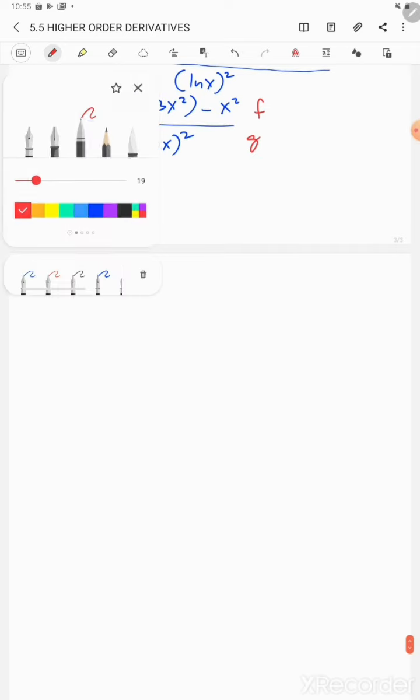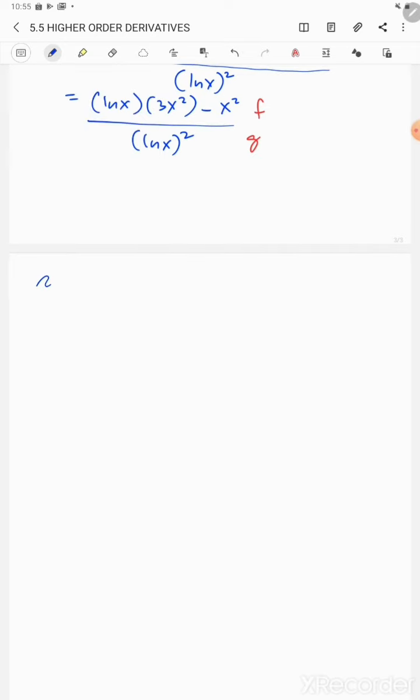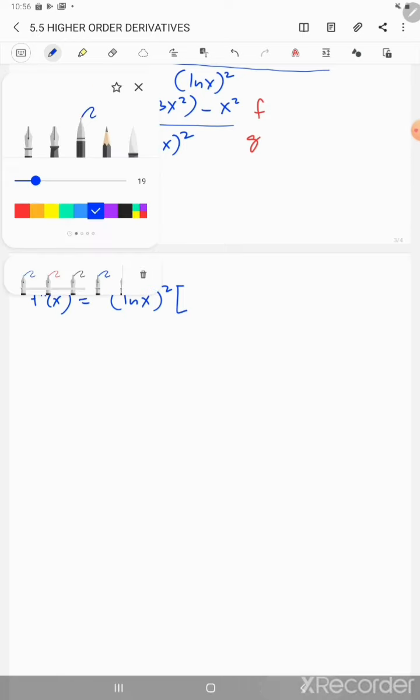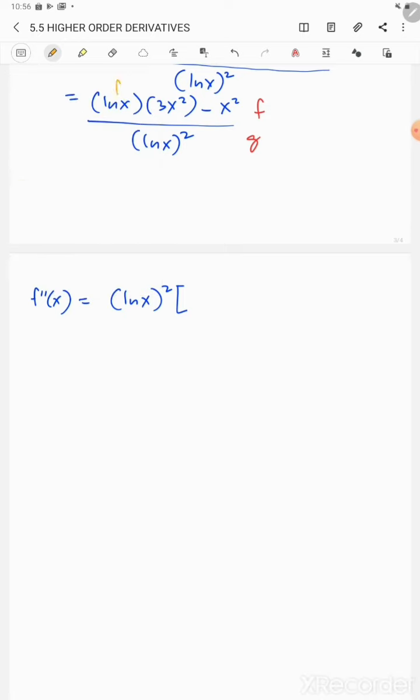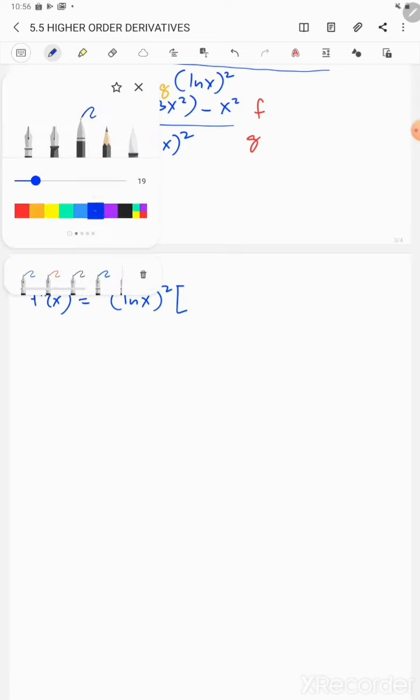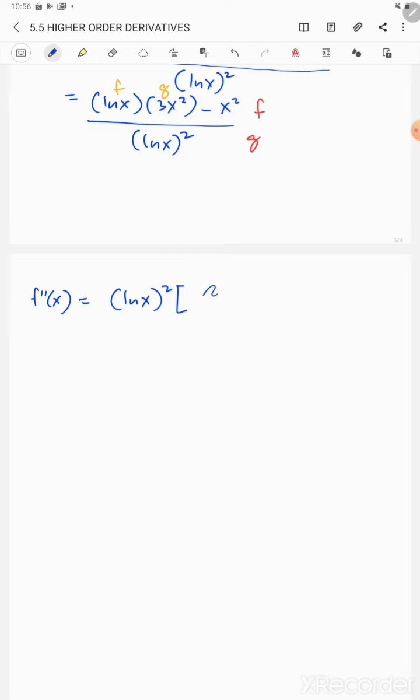Alright, so the solution for the second order: g we have (ln x) squared, g f prime. Now we have a product rule here, so you have to apply the product rule to this part. Here, this is f, and this is g, so we put them into the bracket. The formula is f g prime.